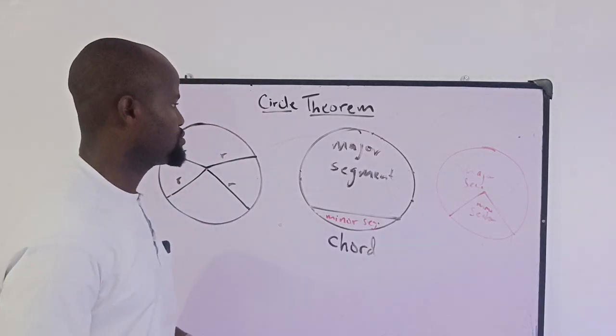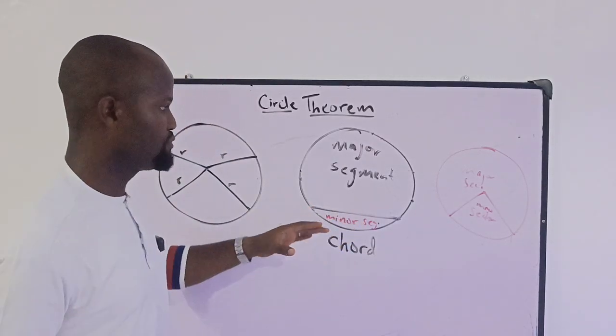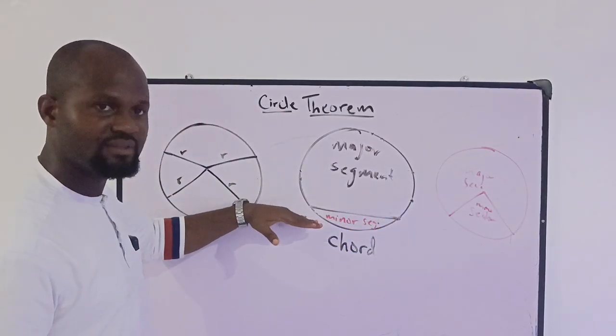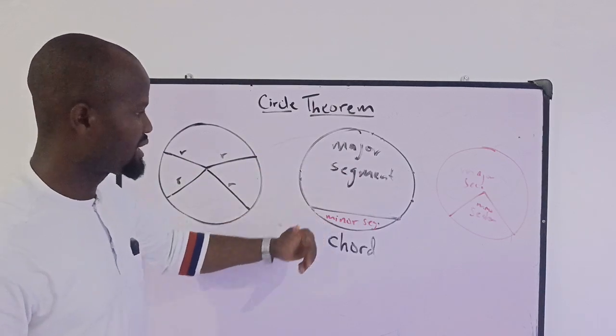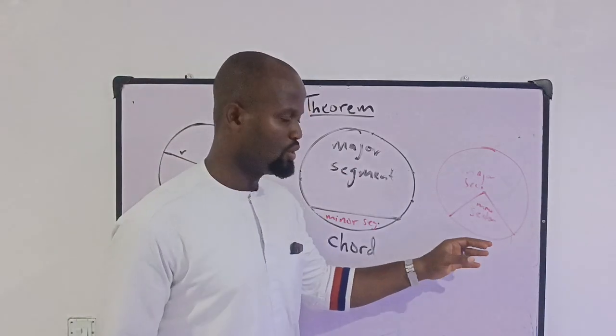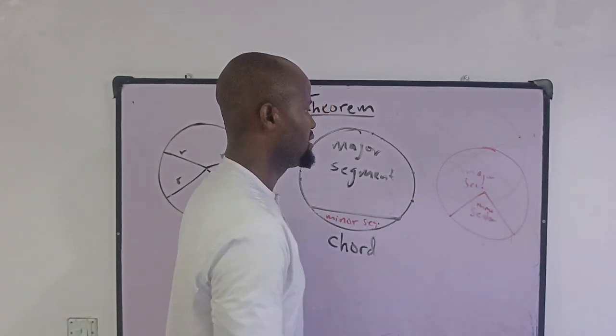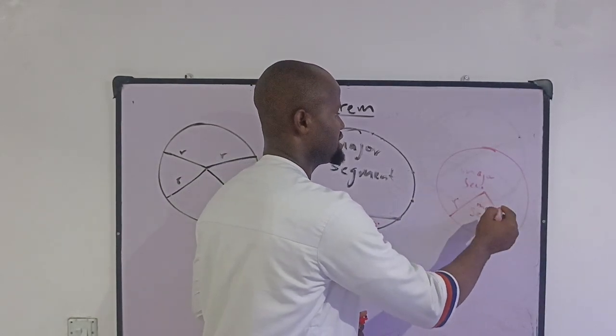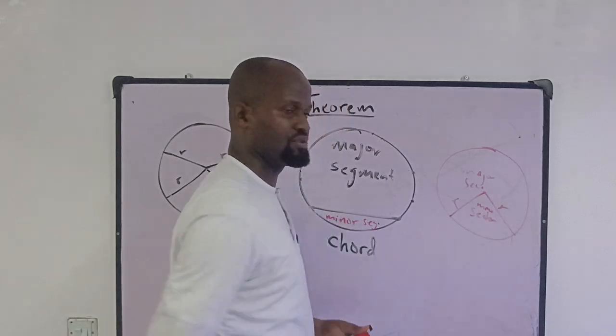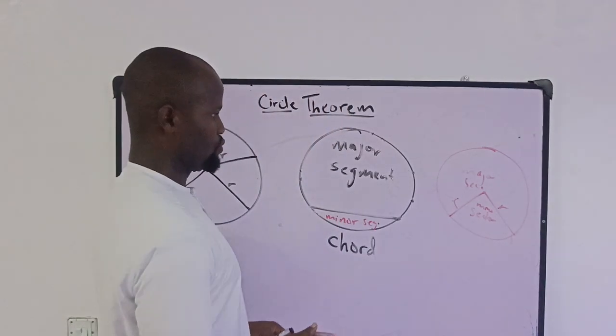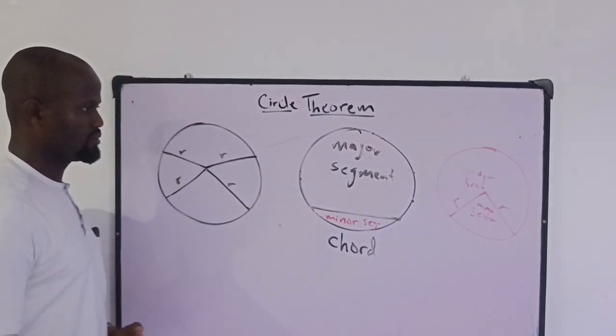So that is it. You have your segment, which is the region of a circle cut off by a chord. You have the major segment, the minor segment, and then you have your sector, which is a portion of the circle bound by two radii and an arc. This line is a radius and this is another radius. So these are some fundamentals of a circle that we need to know.